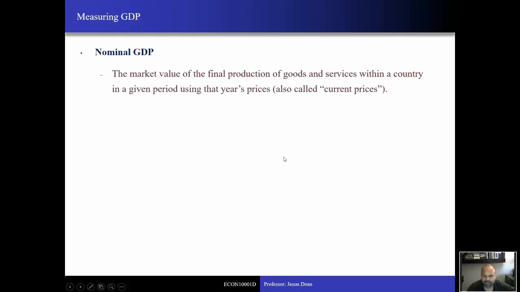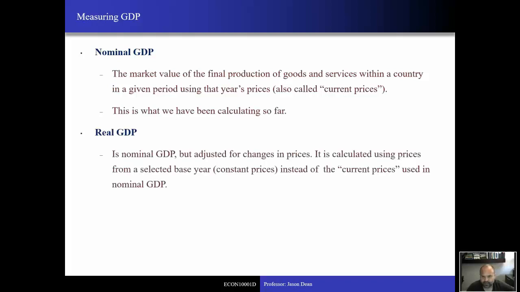So nominal GDP is what we've been looking at up till now, essentially. It's the market value of the final production of goods and services within a country in a given period using that year's prices. Sometimes we refer to that as the current prices. And again, this is what we've been calculating so far.